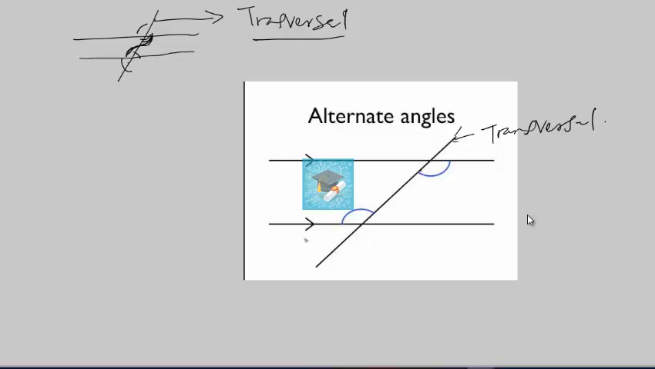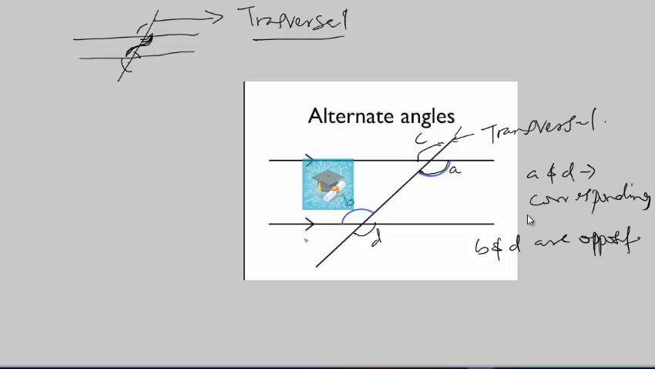So you have this angle. Let me say this is angle A, this is angle B, and let's say this is angle C, while this is angle D. You can see that angles A and D are corresponding. And angles B and D are opposite. They are opposite each other. So these and these are opposite each other. And A and D are corresponding to each other.